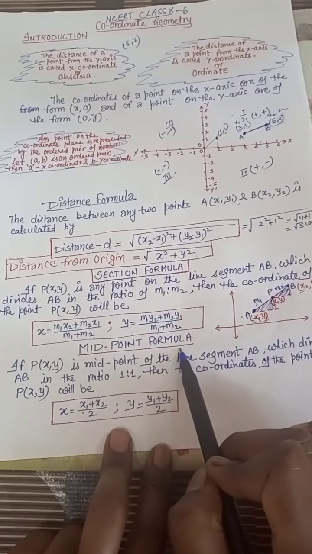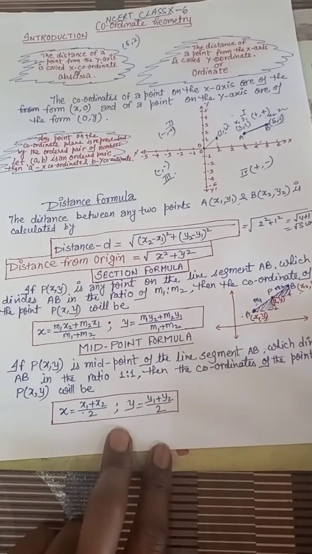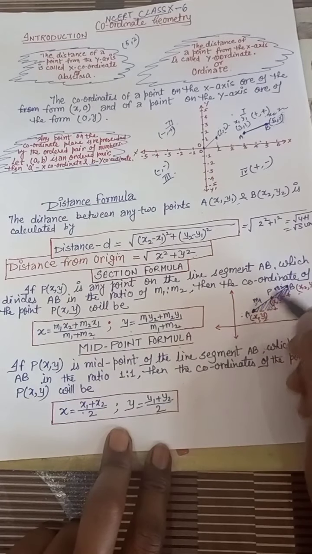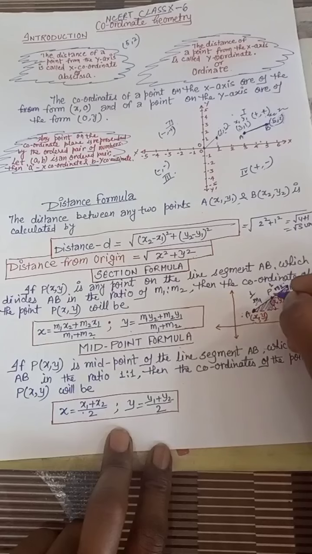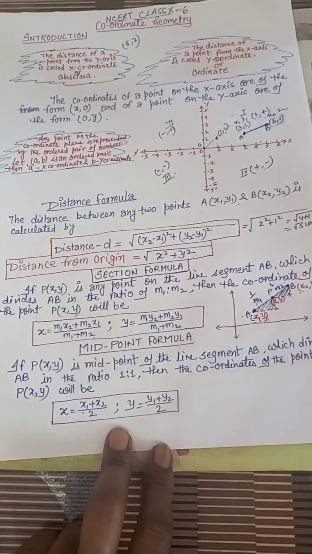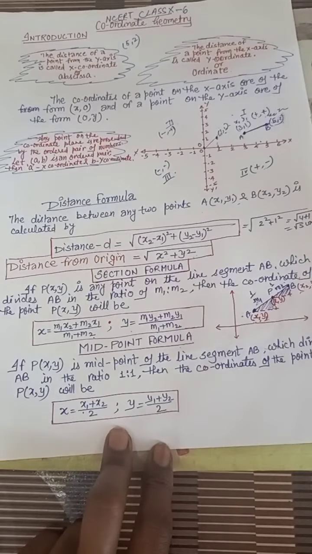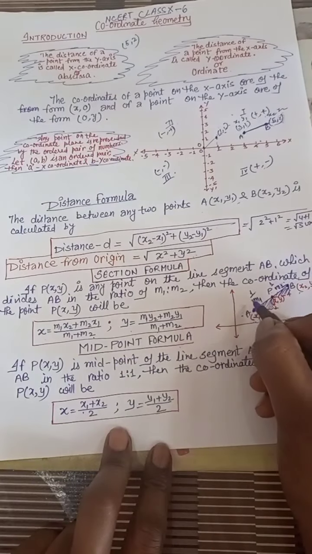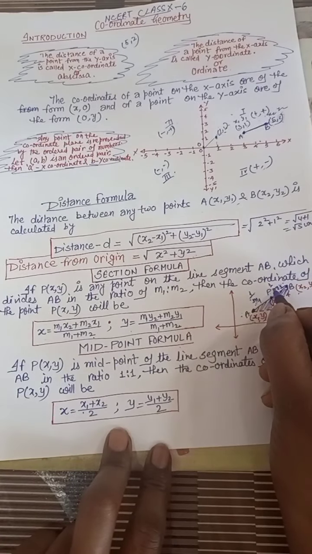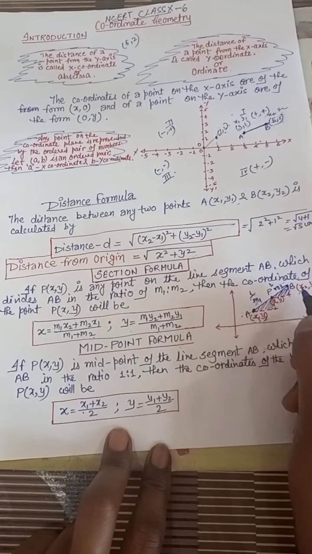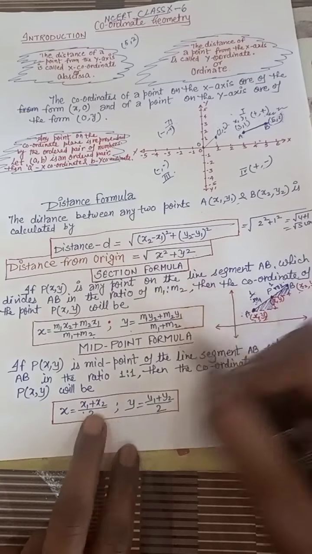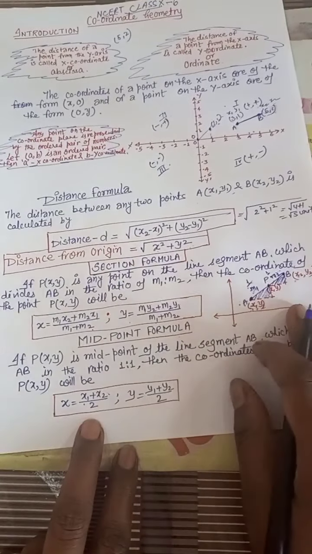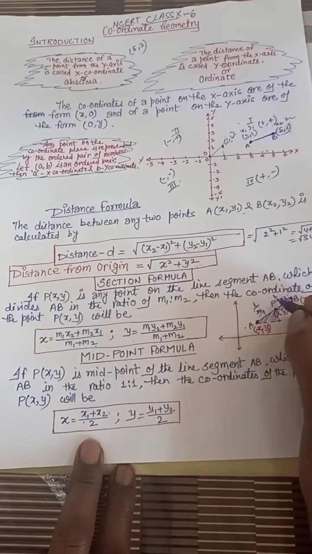Next, the midpoint formula. So what is the meaning of midpoint? If P is a point and it divides in the ratio 1 is to 1, it means P is a midpoint, because the sections are at the same distance, the ratios are the same. So if this is a 1, this is a 1. Then 1 into x2 is x2 and 1 into x1 is x1, so x1 plus x2 upon m1 plus m2, so 1 plus 1 is 2.